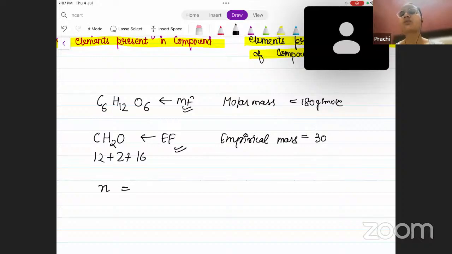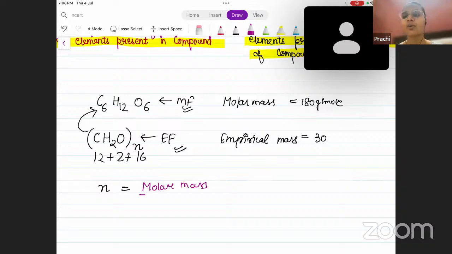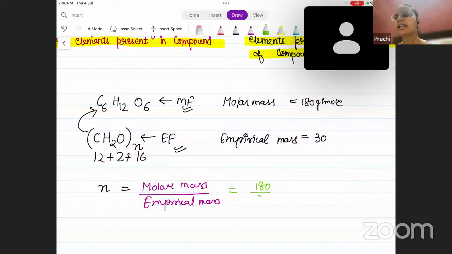Then we can find out the value of N. N is the number that I'll multiply the empirical formula with so as to get the molecular formula. So how can we find out the value of N? We have to divide the molar mass by the empirical mass. It's a very simple process, but you should know how we are doing it. So 180 divided by 30. Yes, you have got 6.